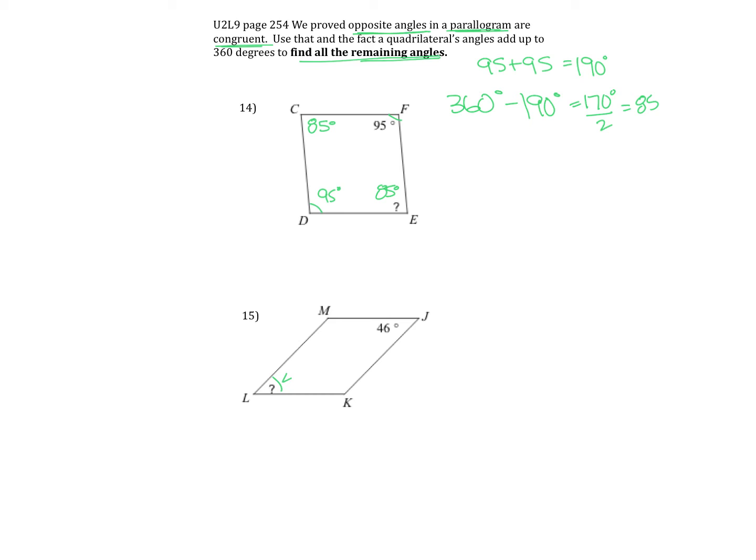So on number 15, L is across from J. They are opposite, so I know L is 46 degrees. And if I want to find the other ones, then 46 plus 46 is 92 degrees. So let's find out what's left over for the other two angles. 360 minus 92 gives me 268. And when I divide 268 in half, I get 134 degrees for each one. And it makes sense because 46 plus 134 would add up to my 180, half of my quadrilateral.